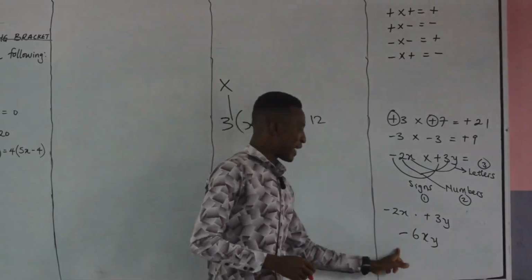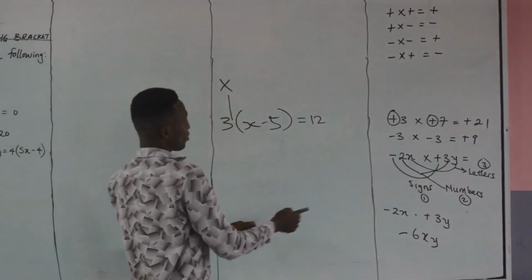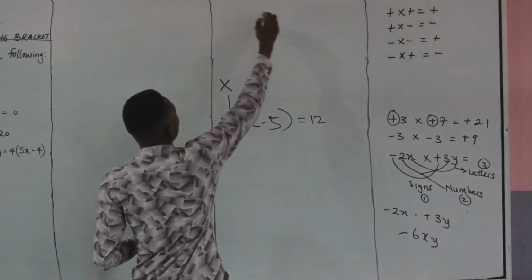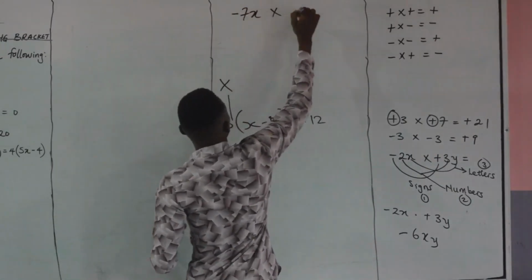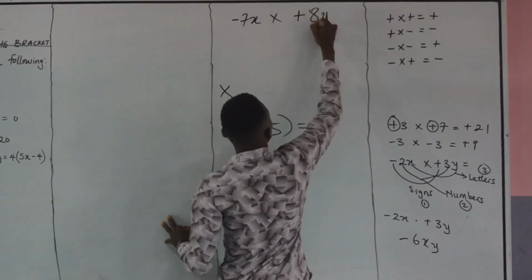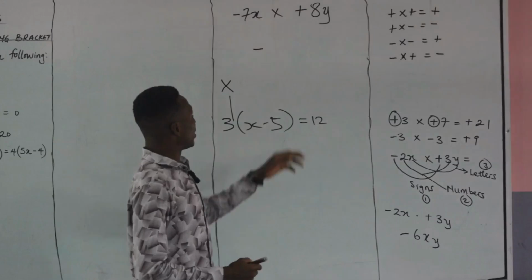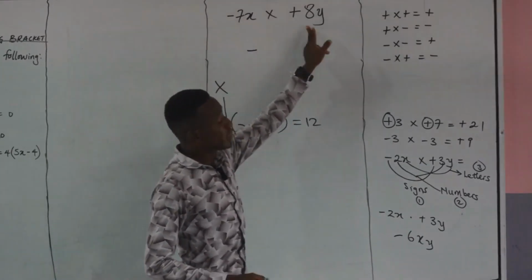That gives me minus 6xy. Let me give us another side example before we come back to this particular one. Let's say minus 7x multiplied by plus 8y. So let's see how we are going to evaluate this. We have minus 7x multiplied by plus 8y.